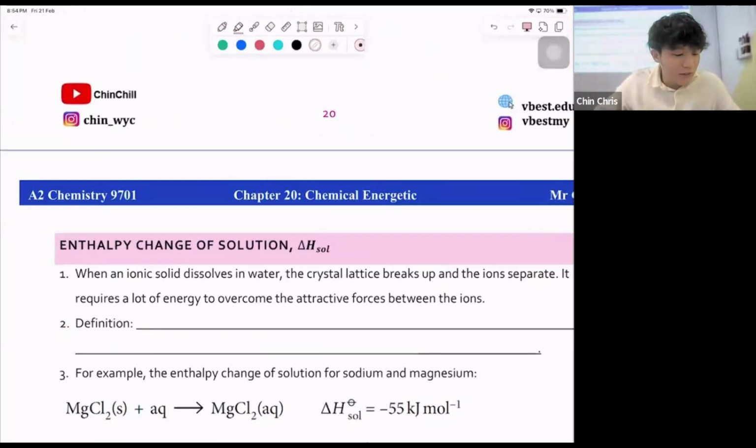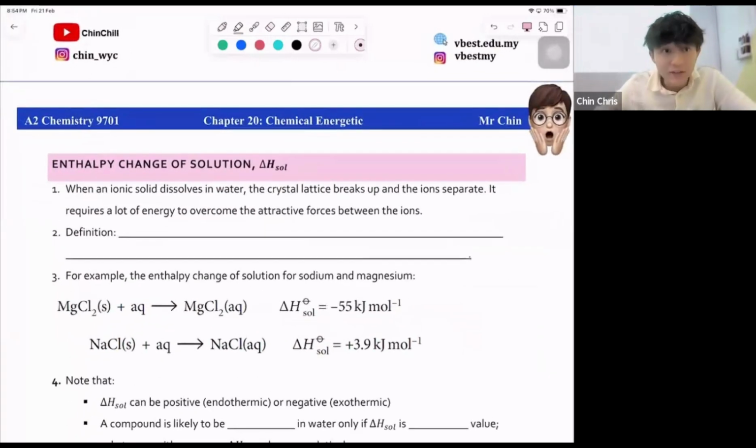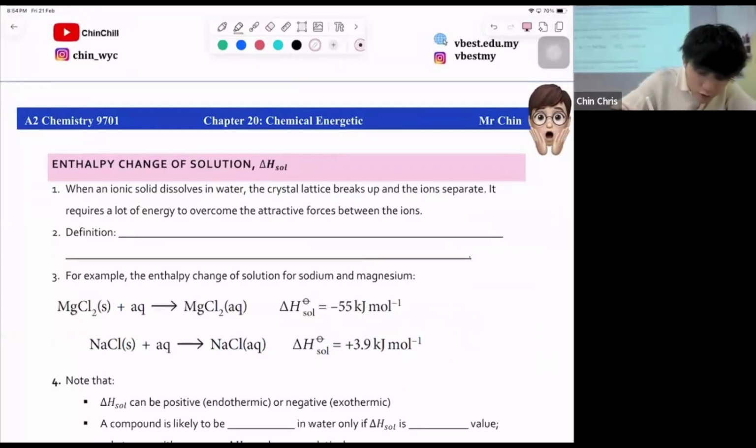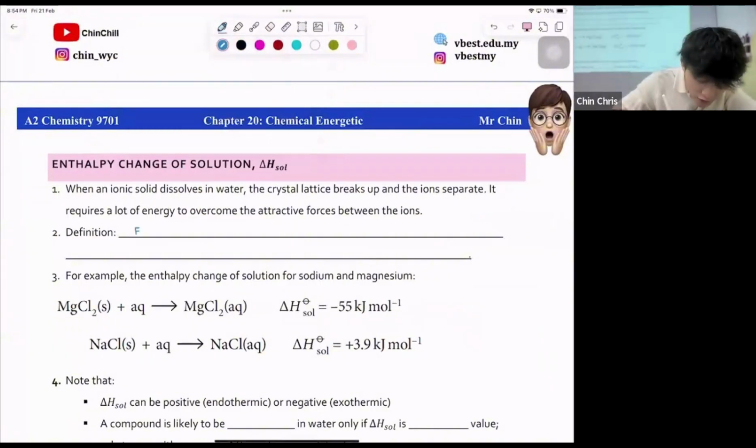All right, now we have delta H solution, guys. Let's go. Look at delta H solution, everyone. When an ionic solid dissolves in water, the crystal lattice breaks up and the ions separate. So it requires a lot of energy to overcome the forces here. Now let's look at the definition. The definition, we call it enthalpy change.